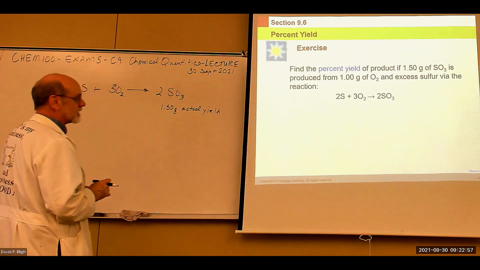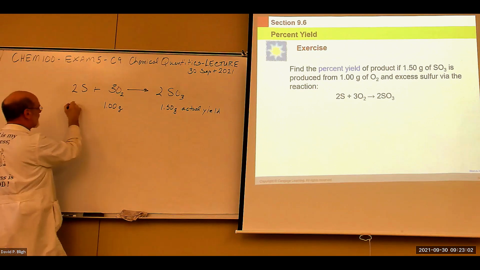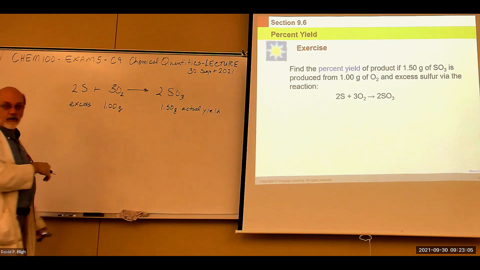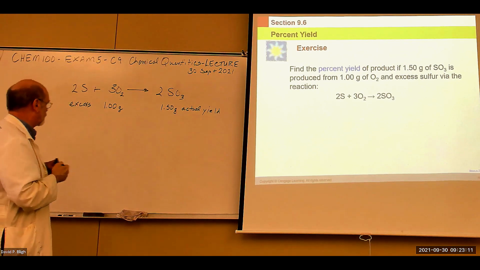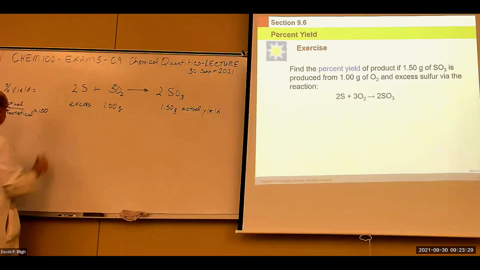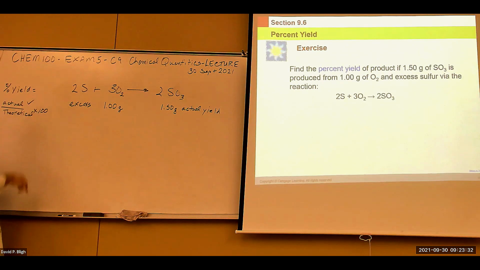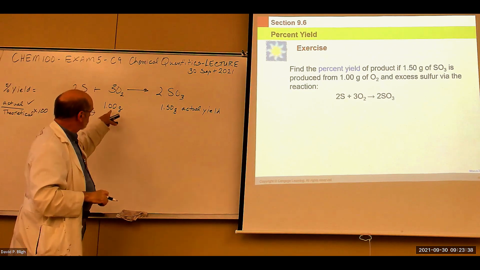One of the reactants is given as 1 gram of oxygen. Right? And this is excess. We don't even need to know how much that is. All right. So what are we looking for? Percent yield. So we need actual divided by theoretical times 100. We have actual. We need theoretical. So to produce the theoretical number, we work from this value.